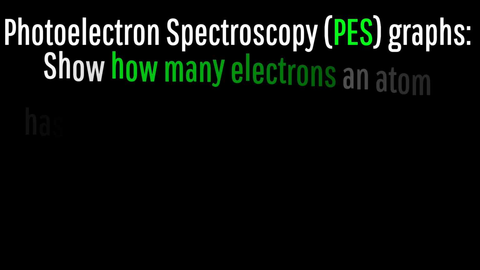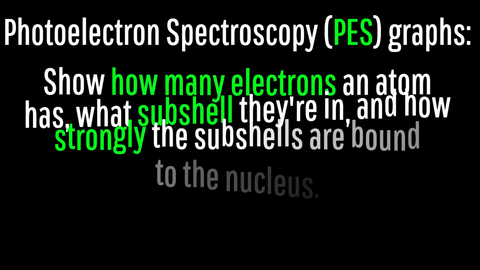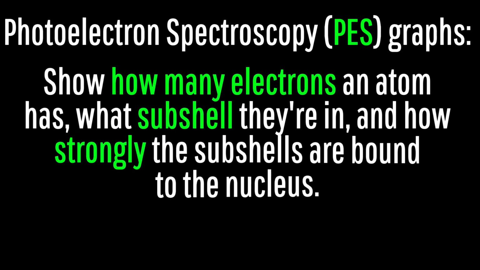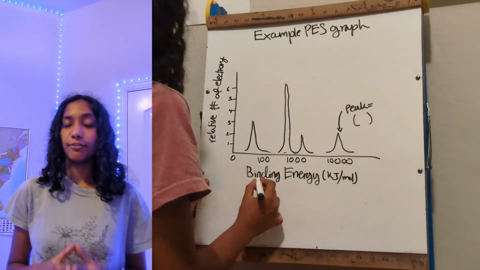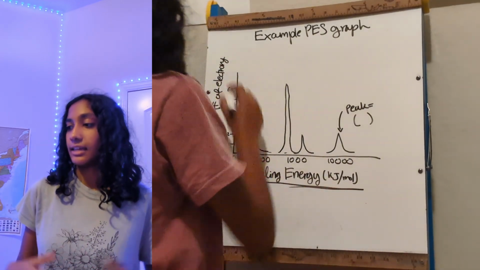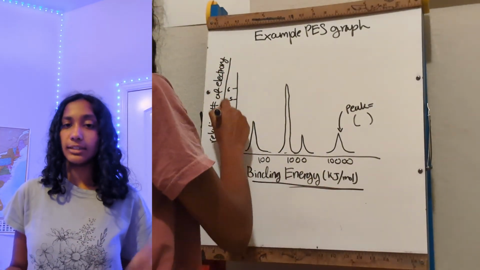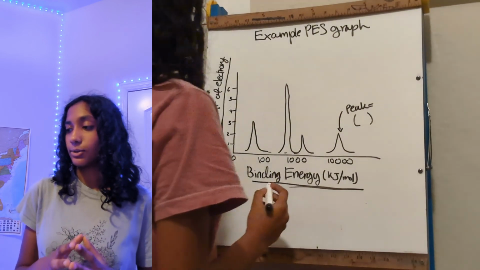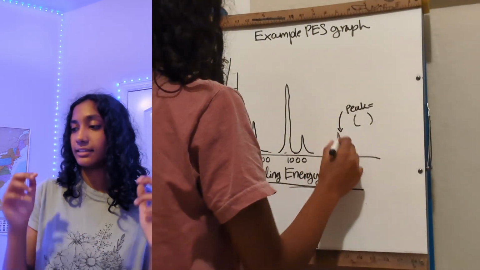And finally, we're going to learn about photoelectron spectroscopy graphs, which show the amount of electrons an atom has, what subshells the electrons are in, and how strongly the electrons are bound to the nucleus. PES graphs have binding energy on the x-axis and relative amount of electrons on the y-axis. On a PES graph for any atom, you'll see these peaks.